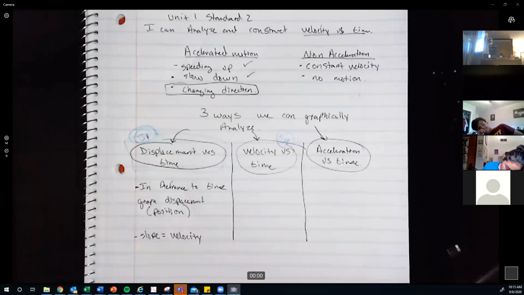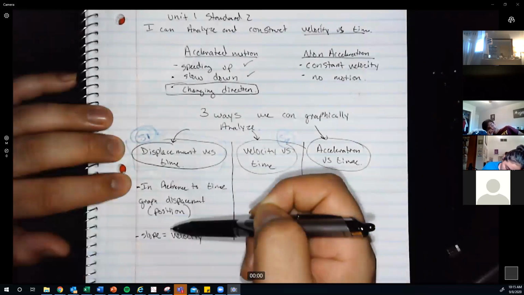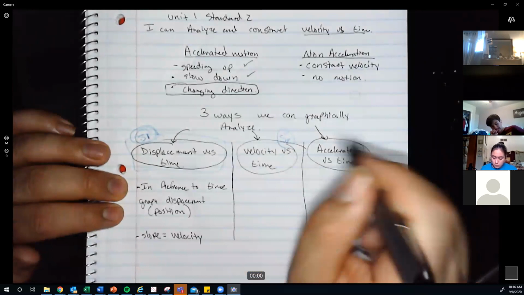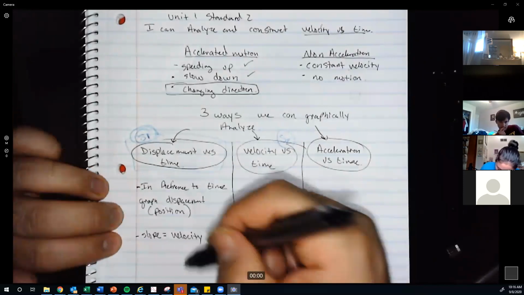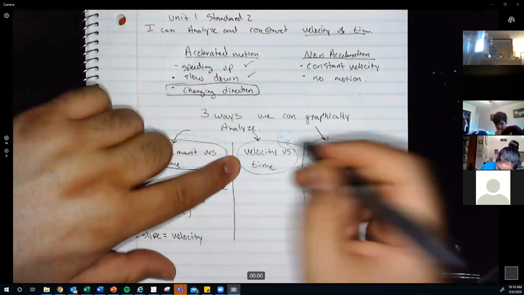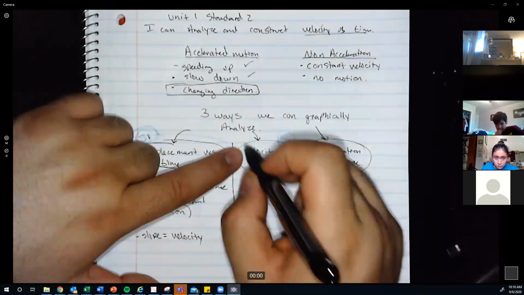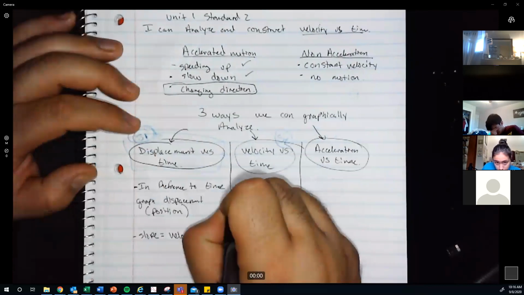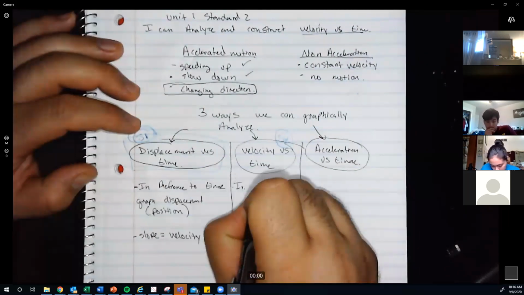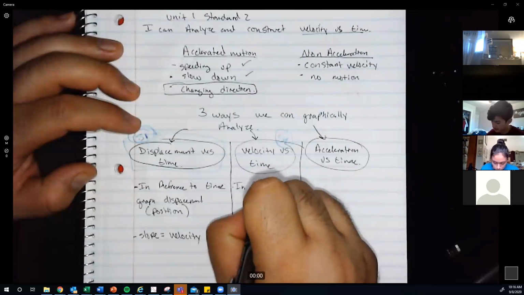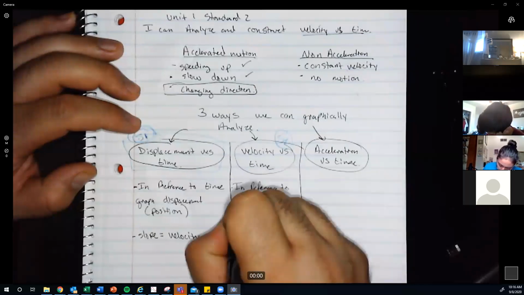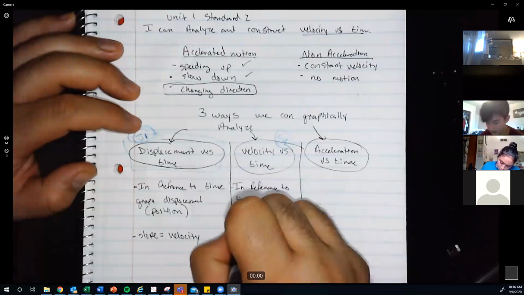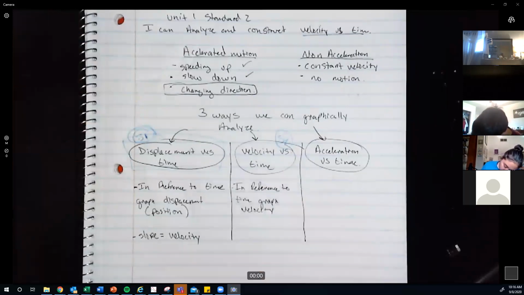Okay, so if we're looking at a displacement time graph, if there's a dot on it, it's going to let me know its position. If there's a trend, meaning there's a slope, it's going to let me know its velocity. So we can analyze in similar fashion a velocity time graph, but it's going to be a little bit different. In the same fashion, it's still using time as a reference. So in reference to time, it's going to graph the velocity. So it's letting you know how fast it's moving.